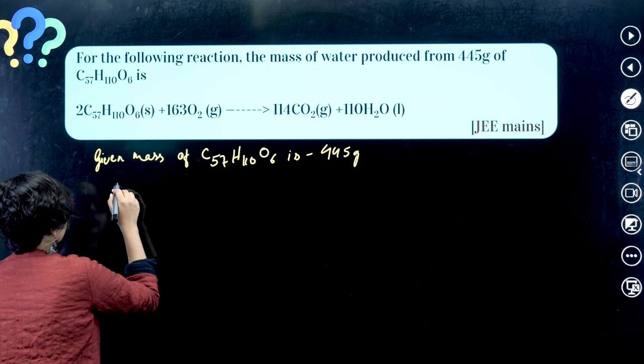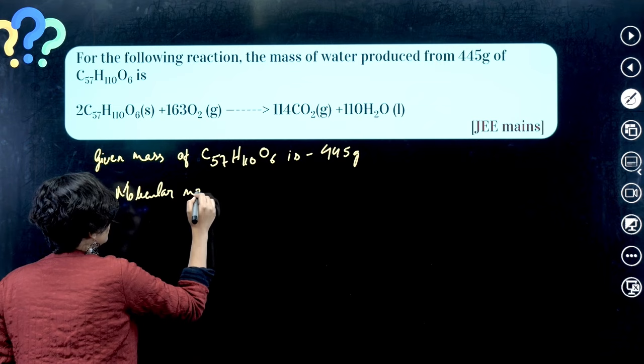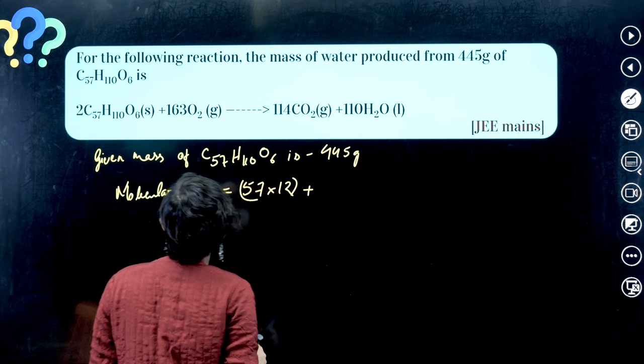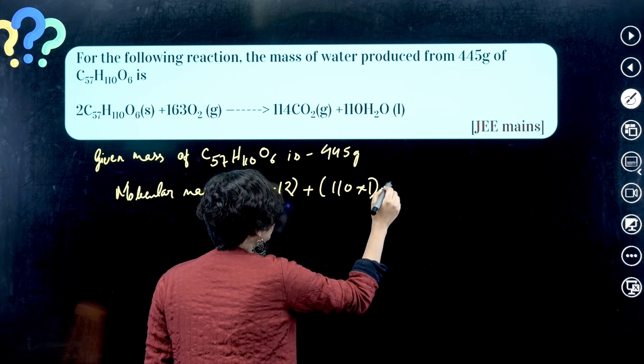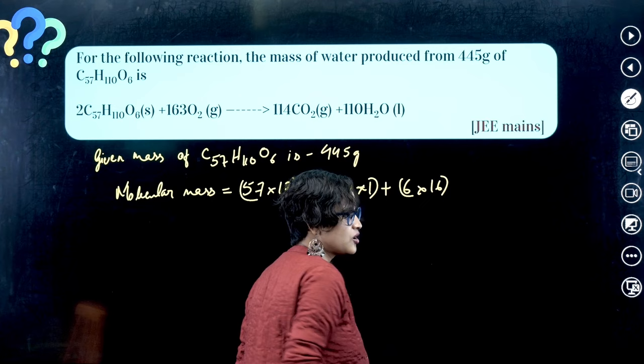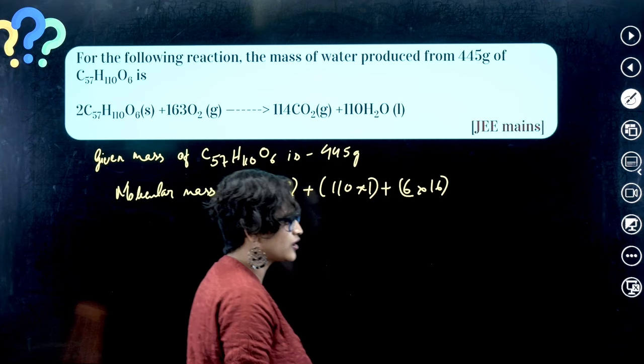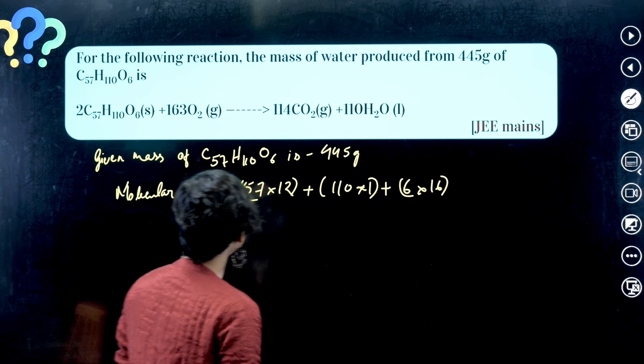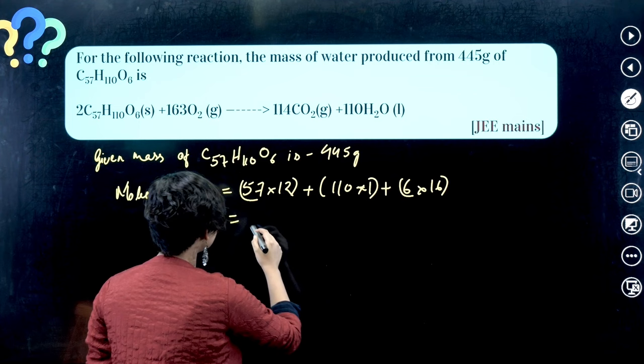Now, molecular mass, that you will have to calculate, guys. What is the molecular mass? Calculate quickly. 57 into 12, plus 110 into 1, plus 6 into 16. What is the molecular mass? Calculate this and tell me. I think it would be a little more than 445, around 890. Yes, is it 890?